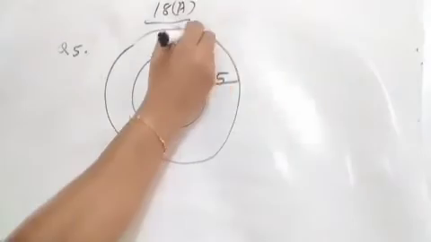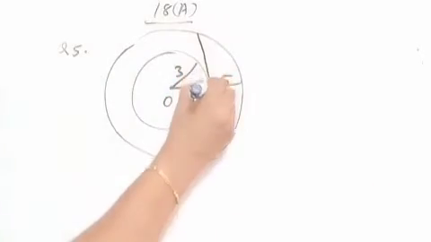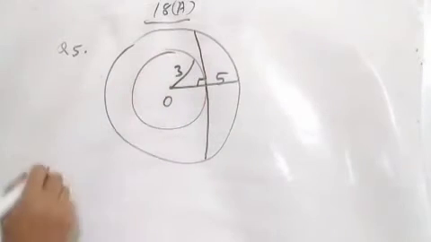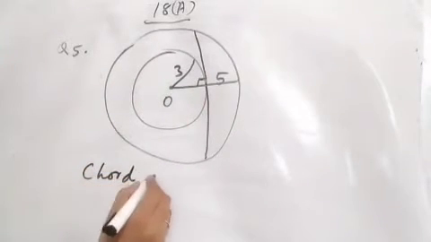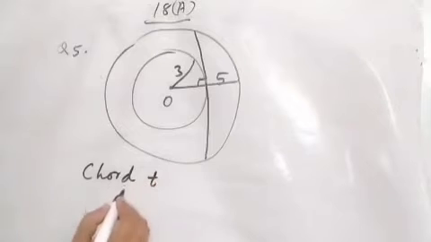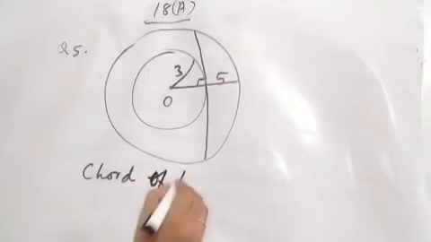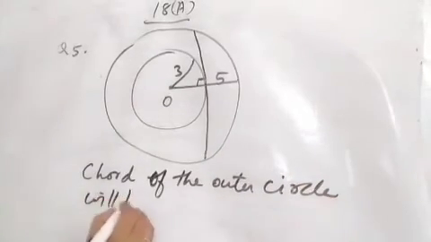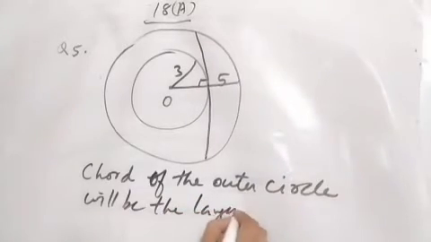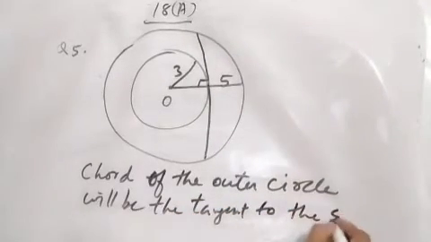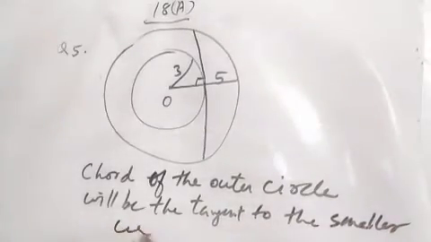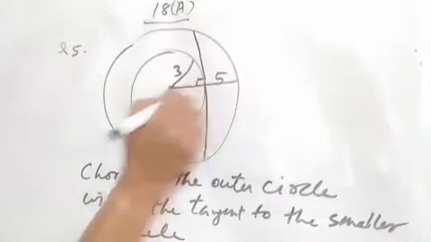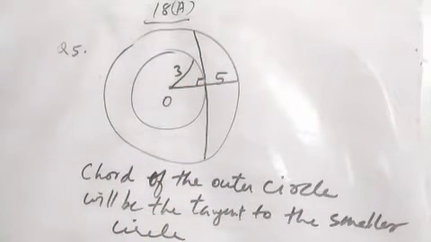So we have to find the chord of the larger circle. It should touch the smaller circle. So you can say this is a tangent to the smaller circle, a chord of the outer circle. Okay, so we can say the angle between radius and tangent is always 90 degree.